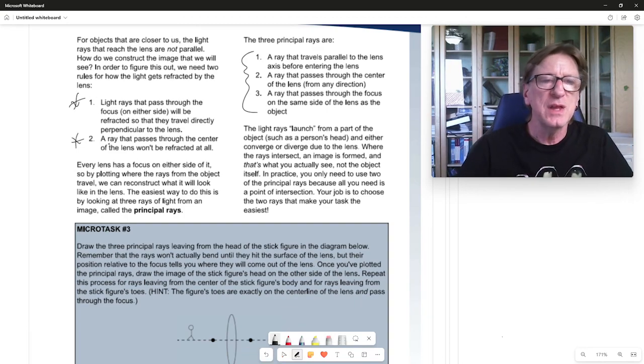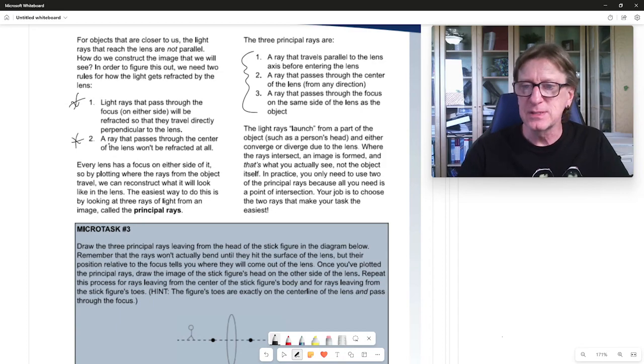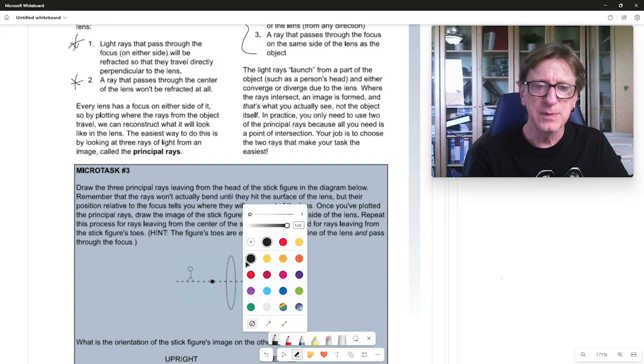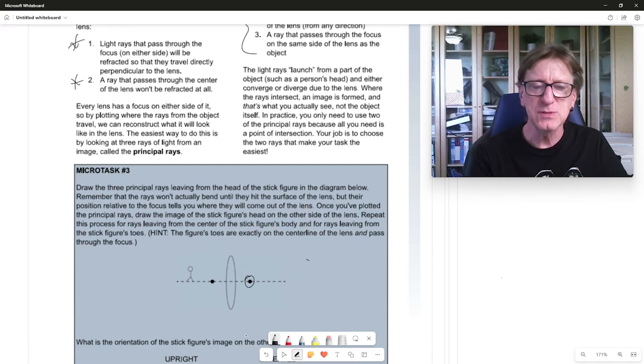Okay, so here are our two rules. Light rays that pass through the focus, and by that we mean on either side. Let me get my picture here where we can see it. So if this is the focus right here, then anything that passes through that will be perpendicular when it comes through. And that's what we've seen up to this point. If I have something that is perpendicular to the lens, and this is going to be my lens surface right here, then it's going to go through the focus. And that's going to be true on this side as well.